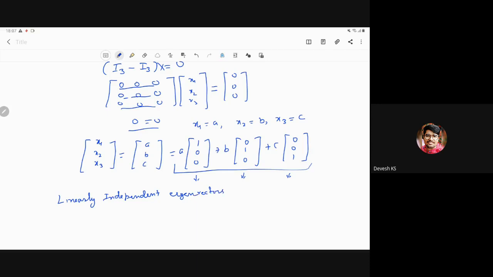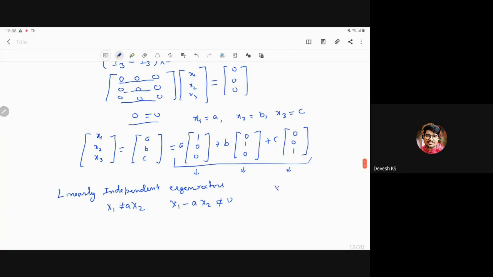If there are two vectors, it is very easy to say x1 and x2 are linearly independent if they are not multiples of each other for any constant. It is the same as saying that x1 minus a times x2 is non-zero for any constant a. They are not multiples of each other. If they are multiples of each other, then they are linearly dependent through this linear relation. That's why the word linearly dependent: through a linear relation, they are connected.